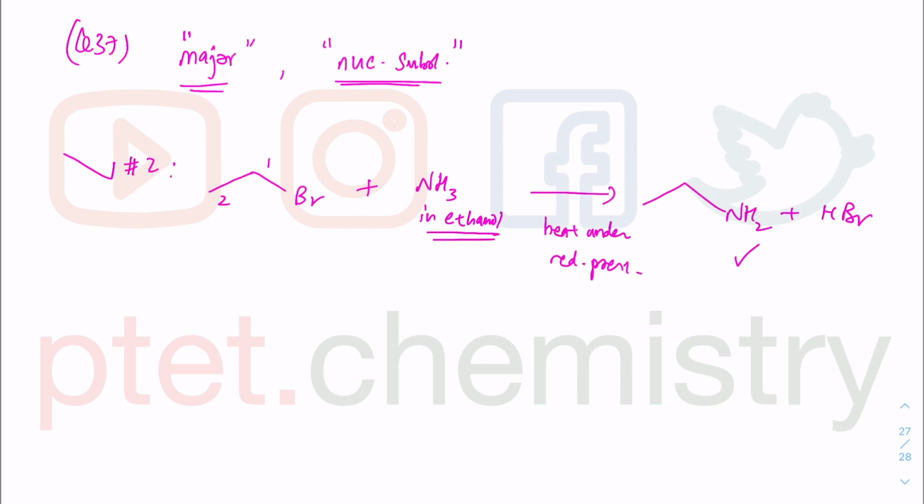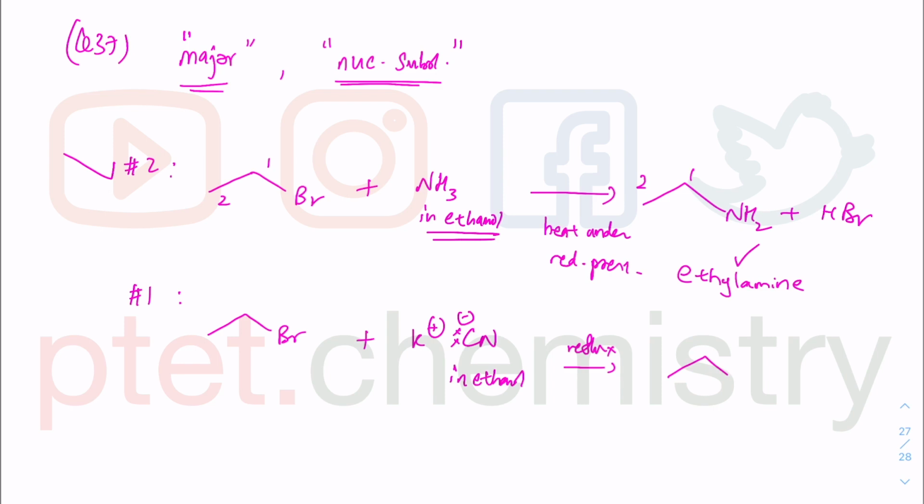this is an ethylamine, so it's a 2-carbon amine, so it's going to give you ethylamine as the major product. If I check number one, it is going to be nucleophilic substitution, and this is using K plus and CN minus. This has to be done in ethanol and reflux, and when you do that, you're going to do a nucleophilic substitution reaction. So this is going to be the major product. And how do you name this compound? This is 1, 2, and 3.